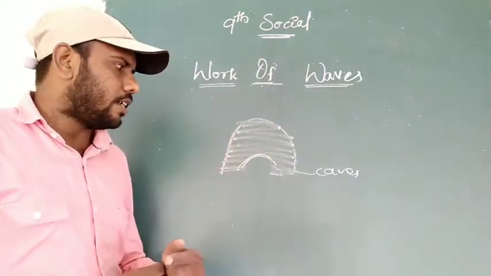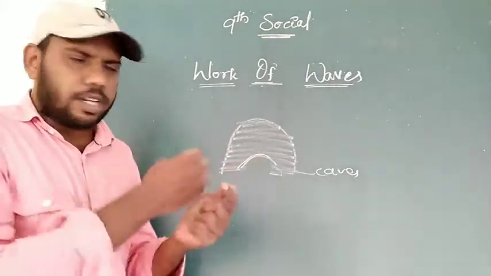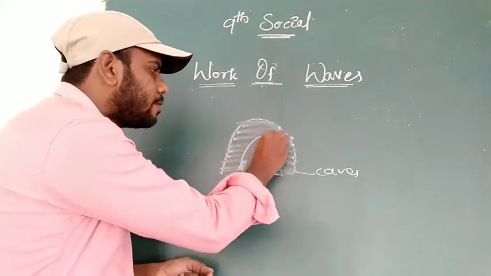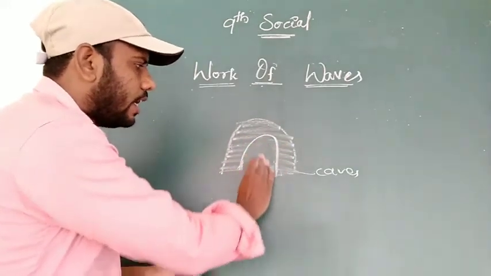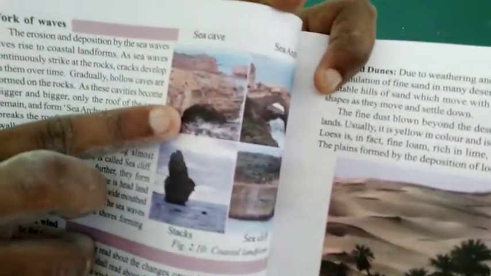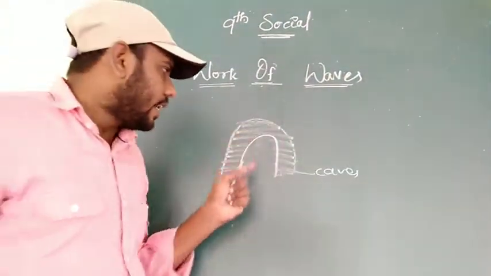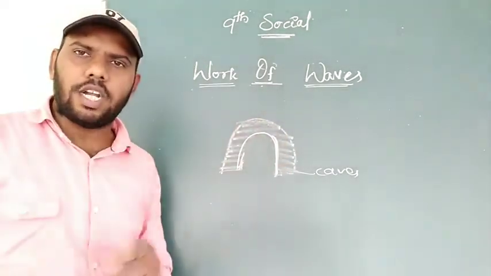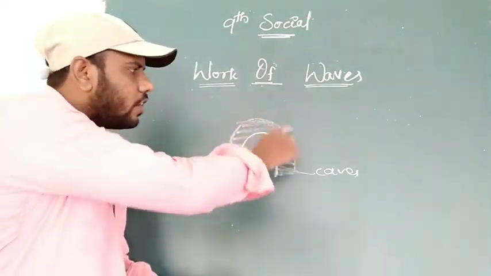What happened next? If this process continues, these caves break, and only these parts remain. So the first thing, the caves, you can find here. These are the sea caves. Got it, children? Second, what happened? The process continued, and it formed only one arch. So this is what we call arches.